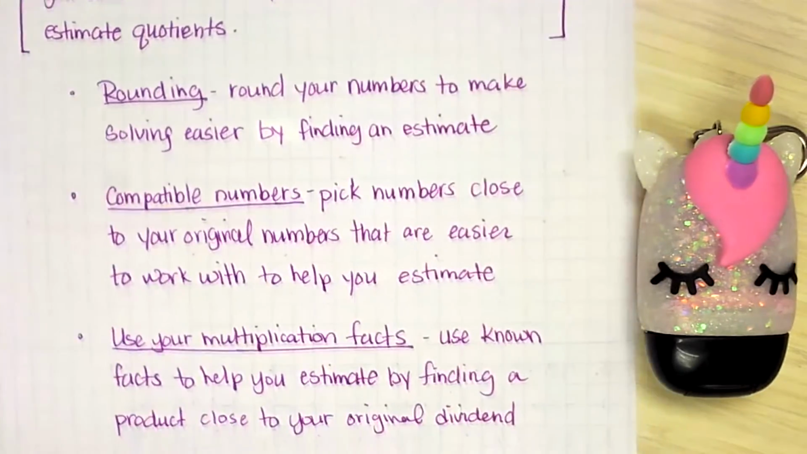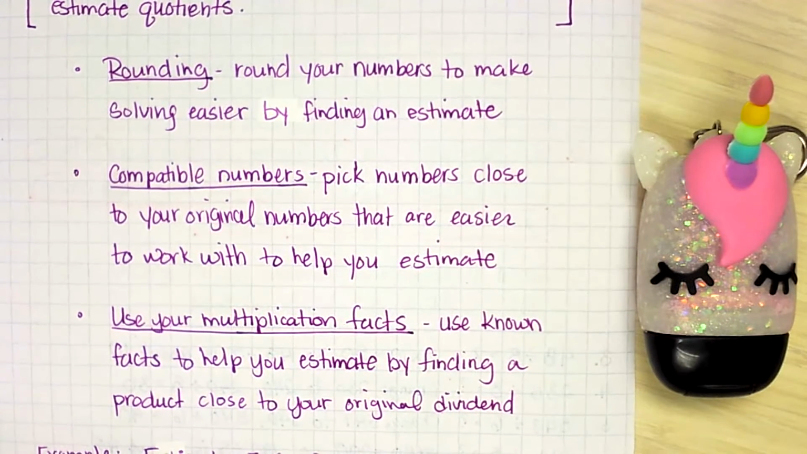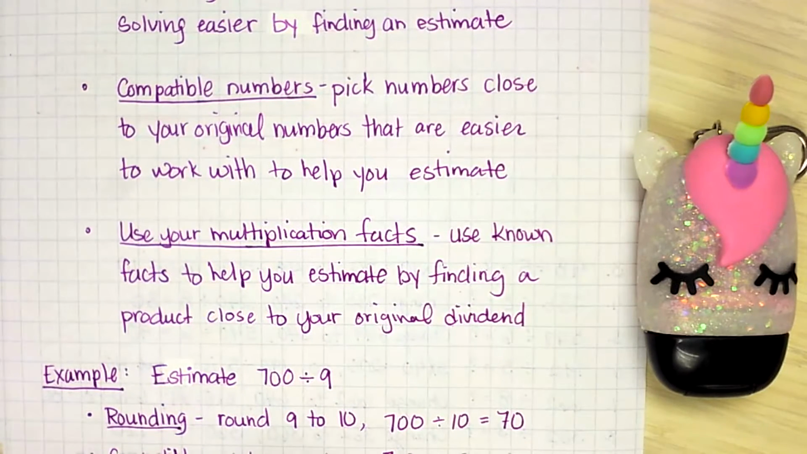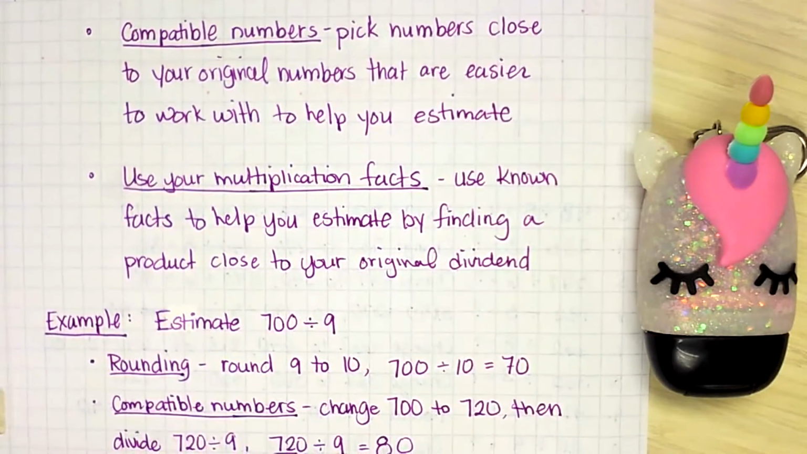Some of those strategies include rounding. So you round your number to make it easier for you to solve. You can use compatible numbers. Remember, compatible numbers do not have to follow rounding rules. You can pick any number that's close to the original numbers that makes it easy for you to complete the problem using mental math. You can use your multiplication facts. Any known facts that you have can also be flipped around, because remember, multiplication and division are inverses of each other. So you can find the inverse to help you solve that problem.